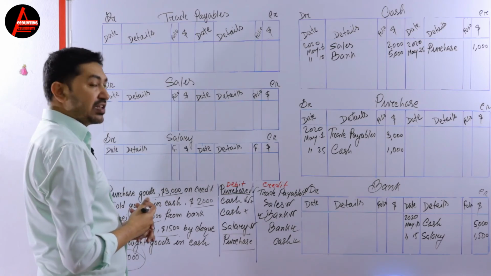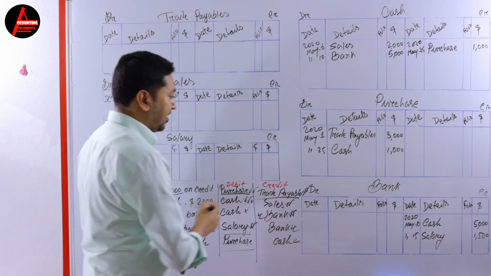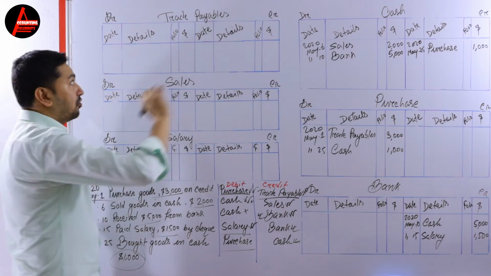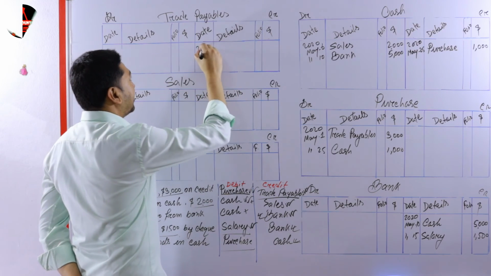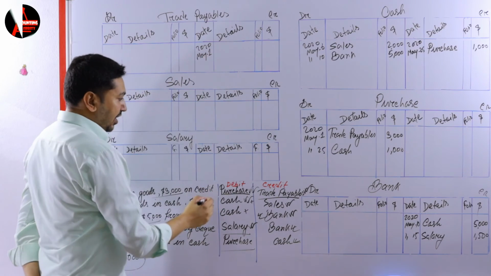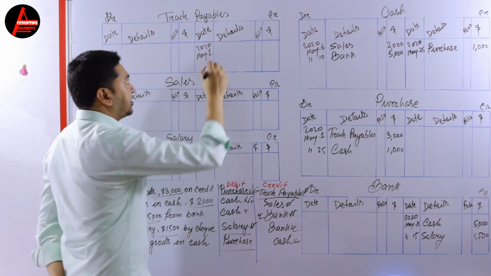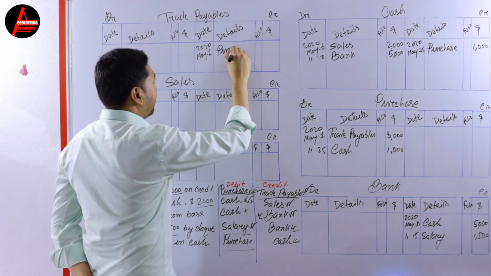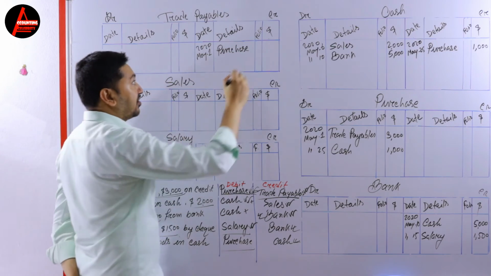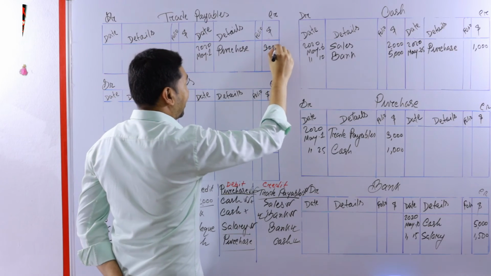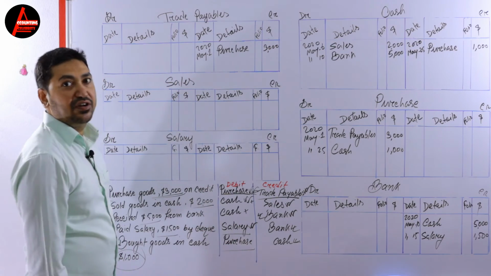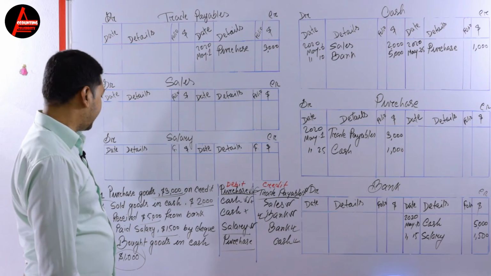Trade payable. Check what is trade payable. Yes, trade payable is here on the credit side. When? May 1st. Go to the credit side. 2020, May 1. So what is the opposite account? The opposite account is purchase. So right here, purchase. Very easy. How much? It is $3,000. So write $3,000. Any more trade payables? No. It's over. Finished.